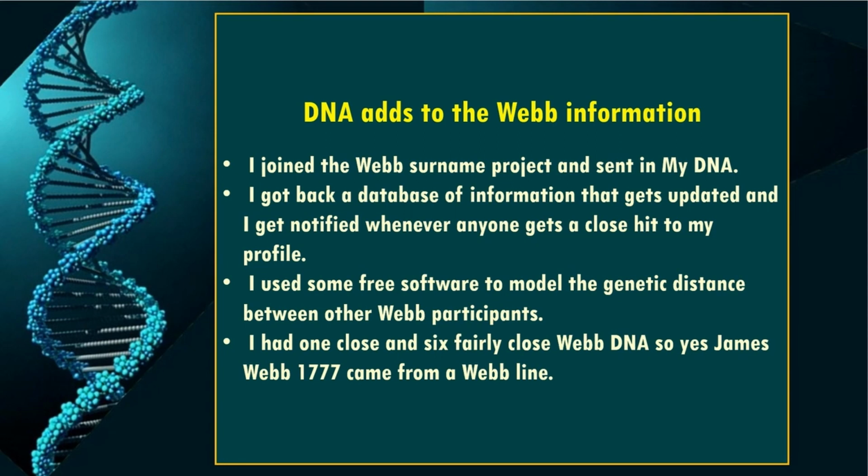DNA adds to the Webb information. I joined the Webb surname project and sent in my DNA. I got back a database of information that gets updated, and I get notified whenever anyone gets a close hit to my profile. I used some free software to model the genetic difference between other Webb participants. I had 1 close and 6 fairly close Webb DNA. So yeah, James Webb, 1777, came from a Webb line.